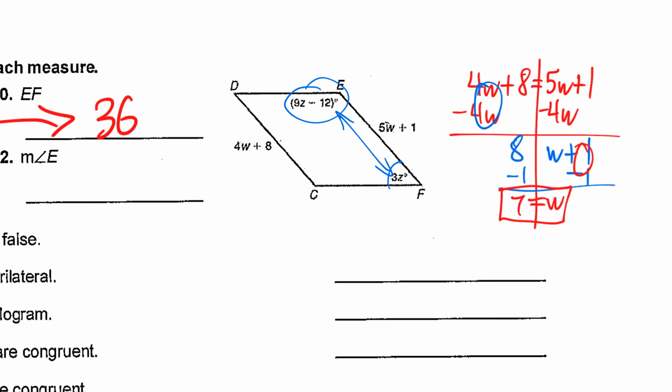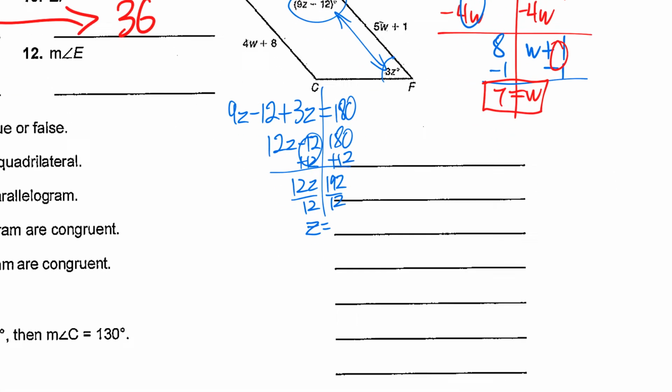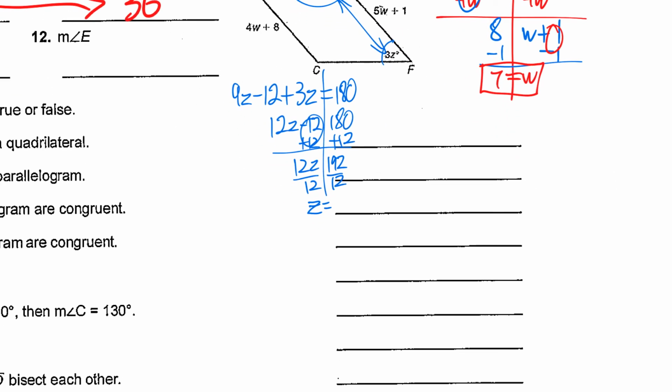They're supplementary. So I'm just going to set 9Z minus 12 plus 3Z equal to 180. So combining like terms, we get 12Z minus 12 equals 180. Add 12 to both sides. That zeroes out. 12Z equals 192. Divide by 12. And Z equals what? 16.